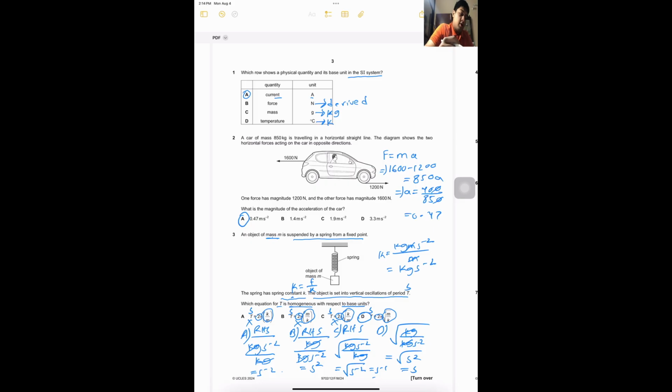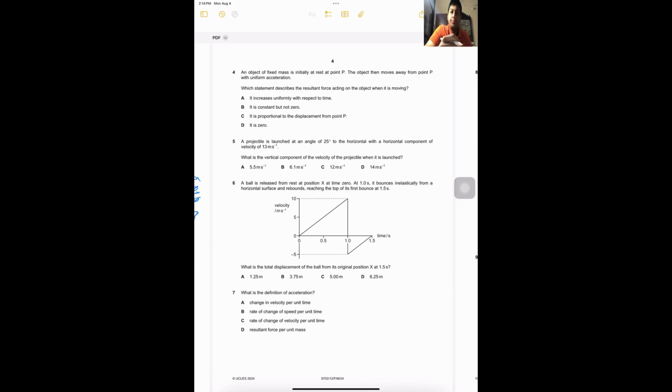We'll move to question 4. An object of fixed mass is initially at rest at point P. The object then moves away from point P with uniform acceleration. Which statement describes the resultant force acting on the object when it is moving? Okay, so as it is uniform acceleration, the resultant force F is equal to ma. So a equal to constant means F equal to constant. So resultant force is constant, so it cannot increase uniformly with respect to time.